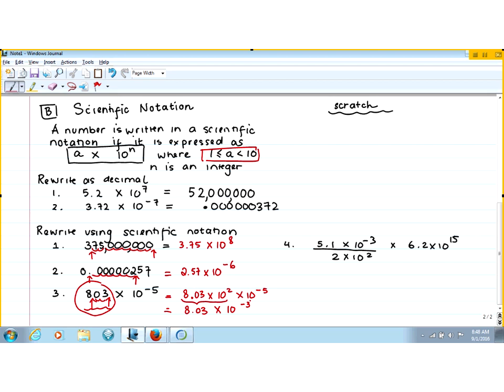Are we okay so far? Okay, so we're doing it an easier way, right? So we're not doing anything with the 10 to the negative 5 until later. Yes? Okay. So let's do the number first.